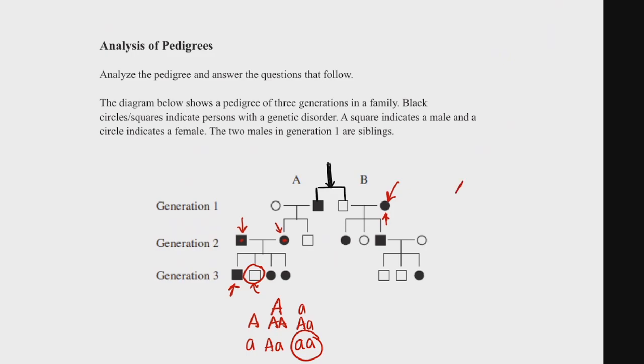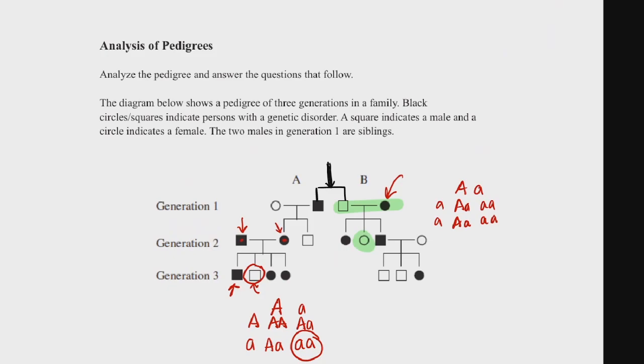if this female was AA and this male was AA, all of their children would have to express, would all be colored in because they would be expressing that. But we know that at least one of the children between this mating pair is actually not affected, which would tell us that this incoming parent has to be heterozygous.